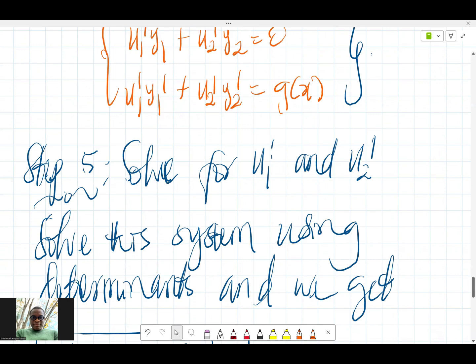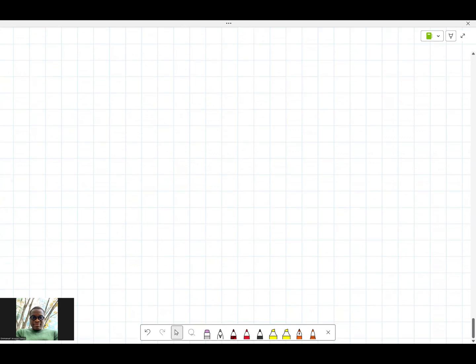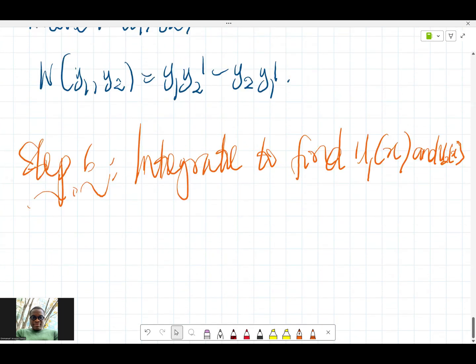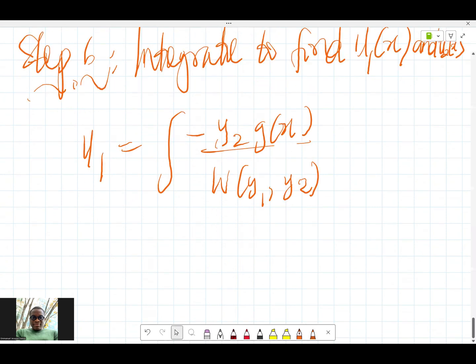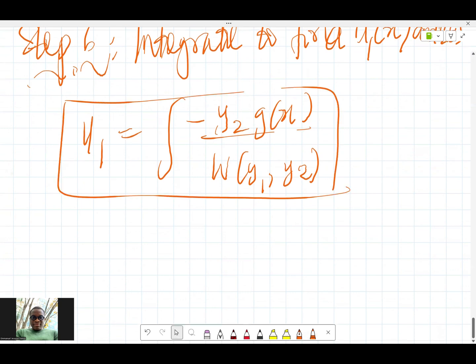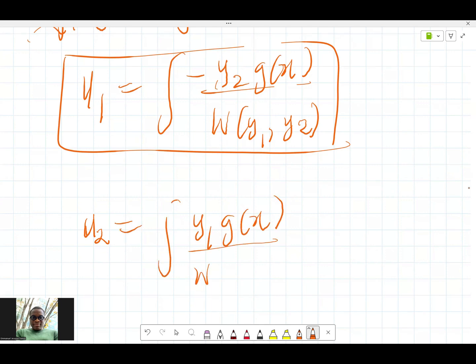So at least we have u1 prime and u2 prime now, so we can get u1 of x and u2 of x. And how that simply works is this: u1 is equal to the integral of minus y2 g of x all over the Wronskian of y1 comma y2 dx. And then we also have u2, that is the integral of y1 g of x all over the Wronskian of y1 comma y2 dx.